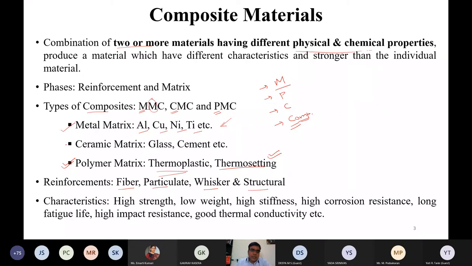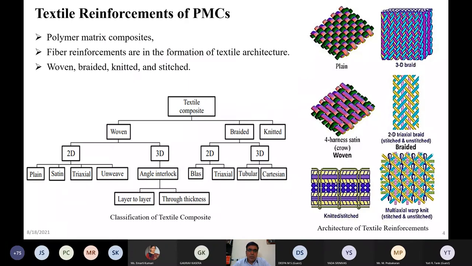Another category with composite materials is ceramic materials. We are just doing this for the sake of completeness. It could be glass or cement. So those ceramic materials could be the base material. Of course, why are composite materials needed? For high strength, low weight, high stiffness, resistance to corrosion, long fatigue life, impact life, and thermal properties. So these are the reasons we should be using composite materials.